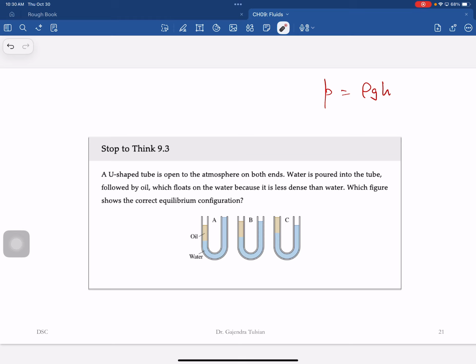Okay, so A is not possible because you want the same pressure at this level, and this oil would exert less pressure than that, and so this would push this liquid that way. This is not possible, again, because oil exerts less pressure. This will push it up. C is the correct answer.